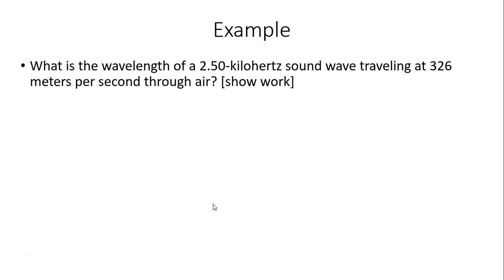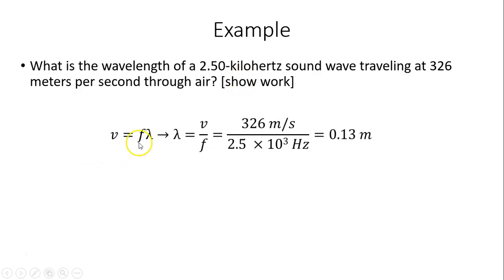Another example, what is the wavelength of a 2.5 kilohertz sound wave traveling at 326 meters per second through air? Kilohertz, this is a prefix. Kilo is 10 to the 3. So V equals frequency times wavelength. The wavelength equals speed divided by frequency. So speed is 326 and frequency is 2.5 times 10 to the 3. So the answer is 0.13 meters.